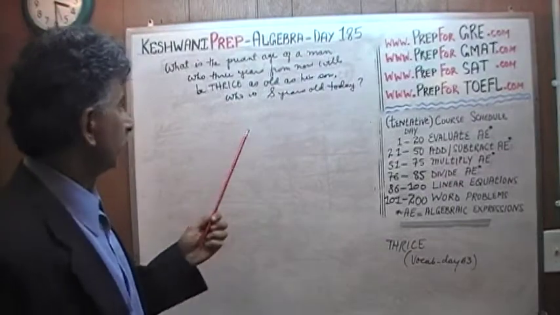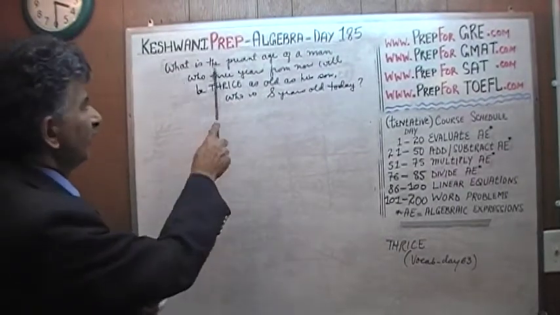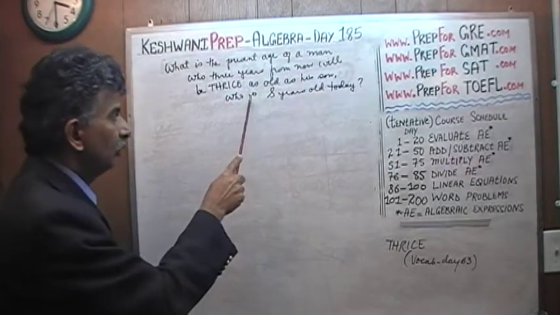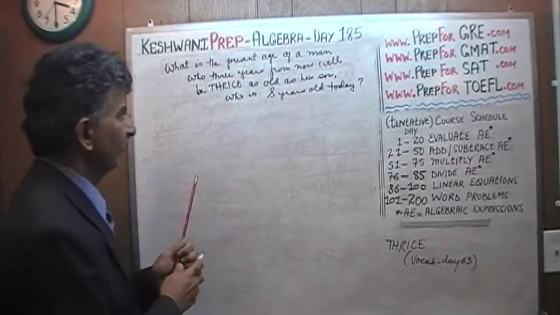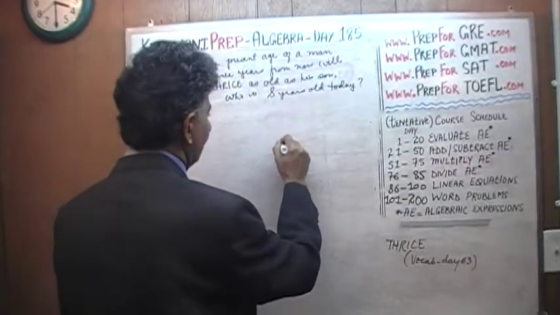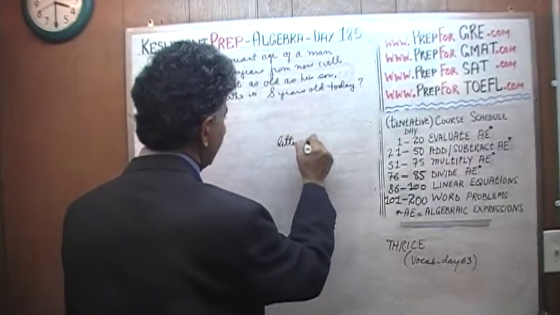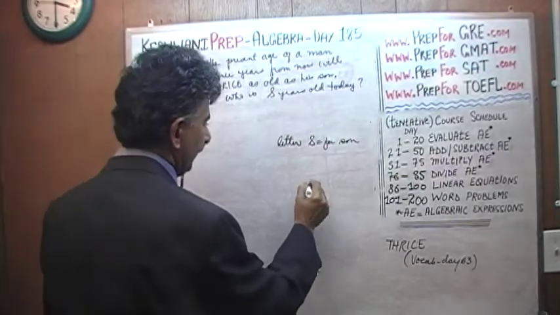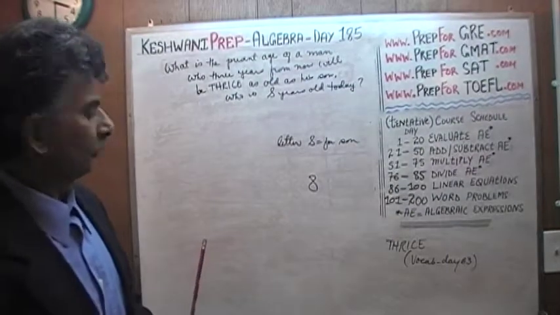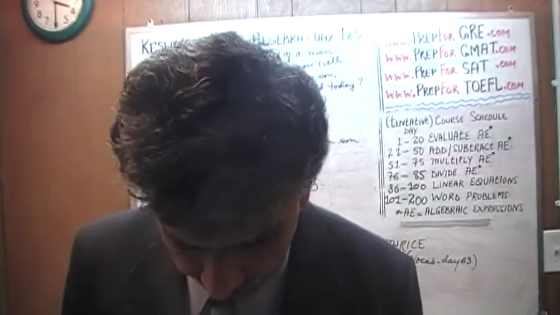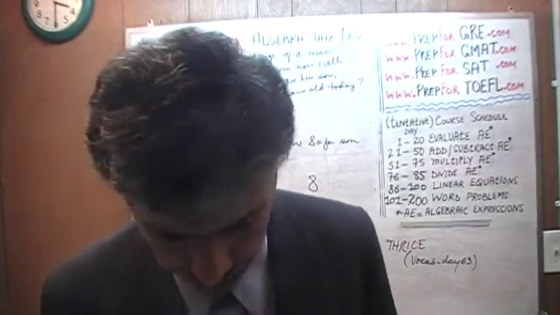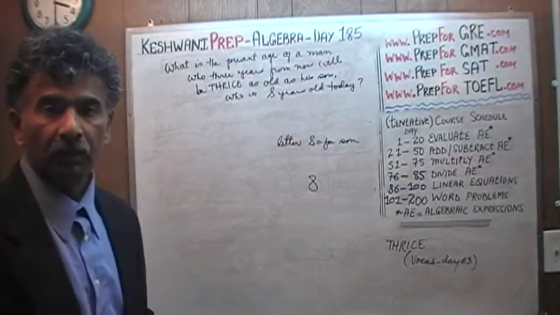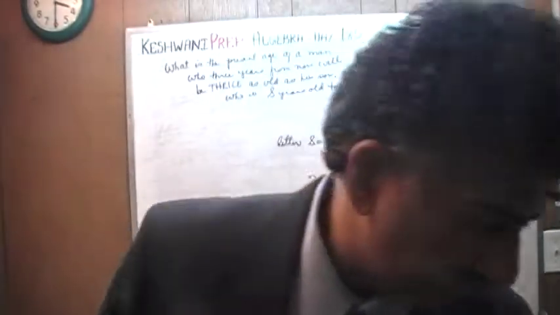Let me read one more time. What is the present age of a man who 3 years from now will be thrice as old as his son, who is S years old today? This is S, not 8. This is the letter S for son. My 8 is like that. So let's get going. Pause the video, solve it yourself, and then once you have the answer, you can compare your work against the work that we're going to do together.